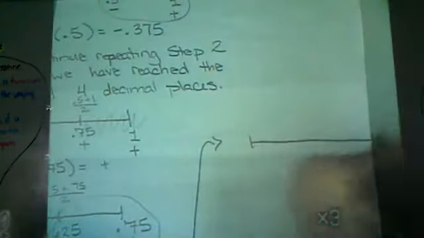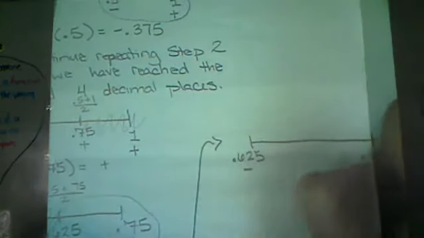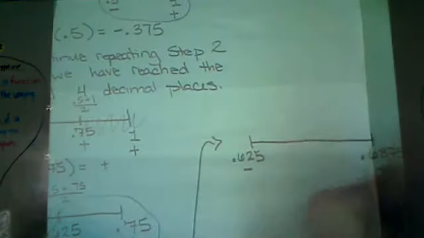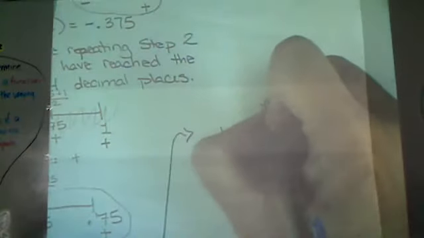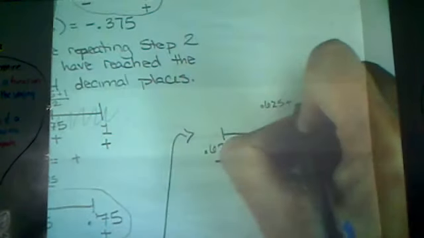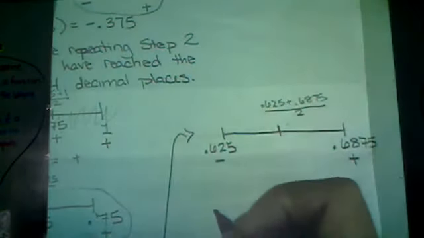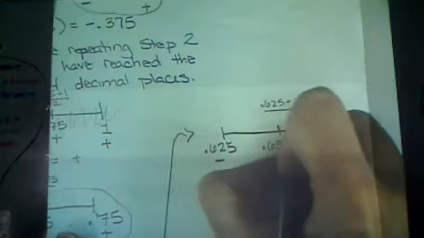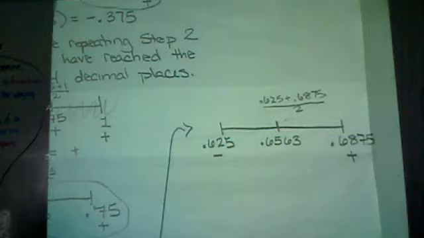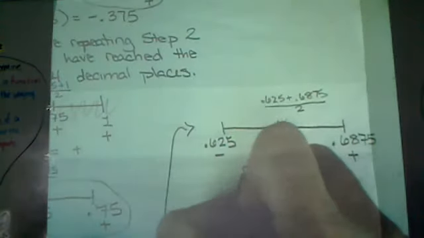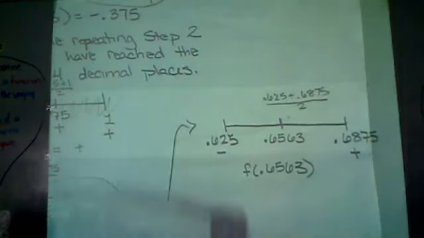Split it up. We've got 0.625, which is negative. We've got 0.6875, which is positive. We need the number in the middle. You add the two together. Divide by 2. You get 0.6563, roughly. We're going to round to 4 decimal places because that's what they wanted us to do. When I plug that into the calculator to find out if it's a positive or negative value, see what we get.